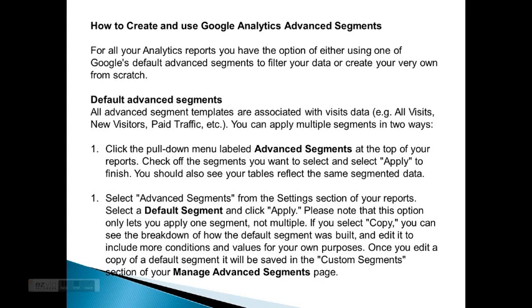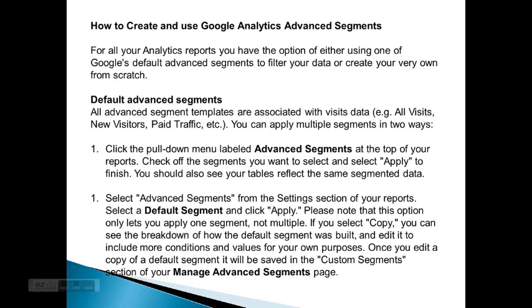For all your analytic reports, you have the option of either using one of Google's default advanced segments to filter your data, or you can create your own from scratch. So default advanced segments. All advanced segment templates are associated with visits data. So for example, all visits, new visitors, paid traffic, etc.